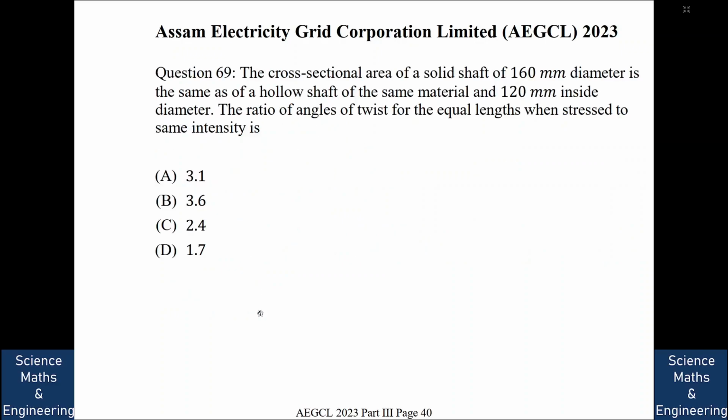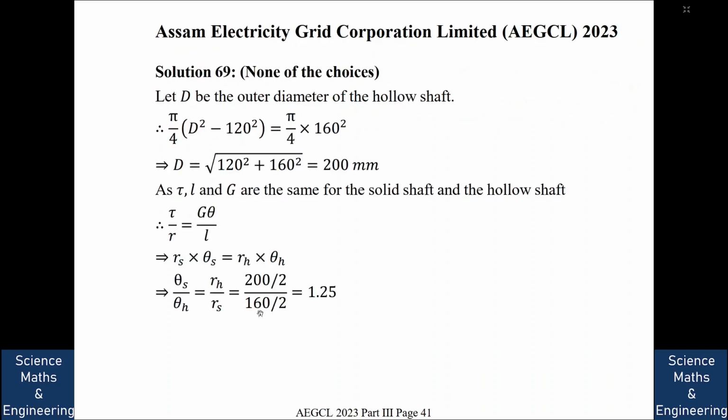The cross-sectional area of a solid shaft of 160 millimeter diameter is the same as that of a hollow shaft of the same material and 120 millimeter inside diameter. The ratio of angles of twist for equal lengths when stressed to the same intensity is... The answer is, none of the options is the correct option.